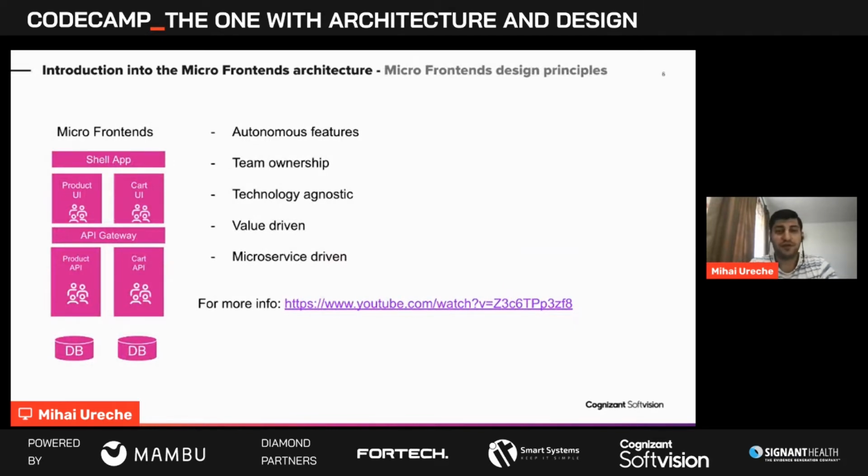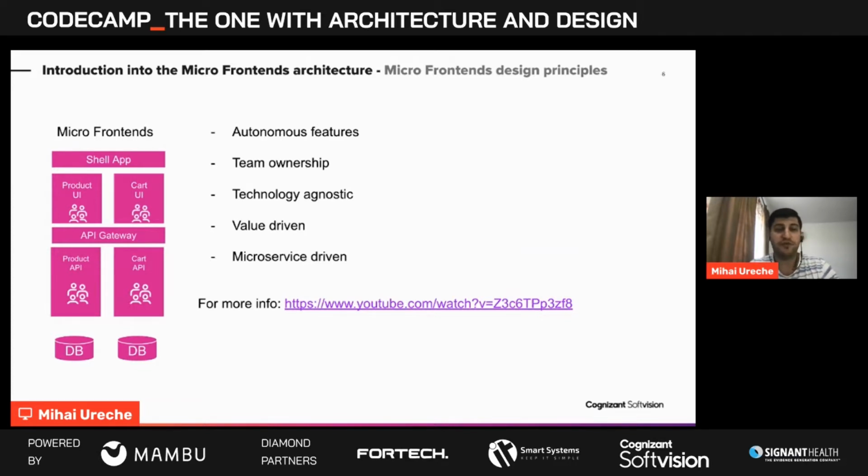What we got was the microfrontend architecture, and the front end was split in microfrontends, like the backend. The backend was split in microservices. The front end was split in microfrontends. By doing that, we can have the same design principles as the microservices on the front end. And what are those design principles?